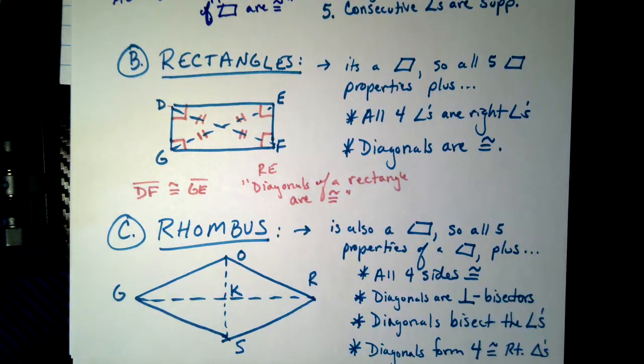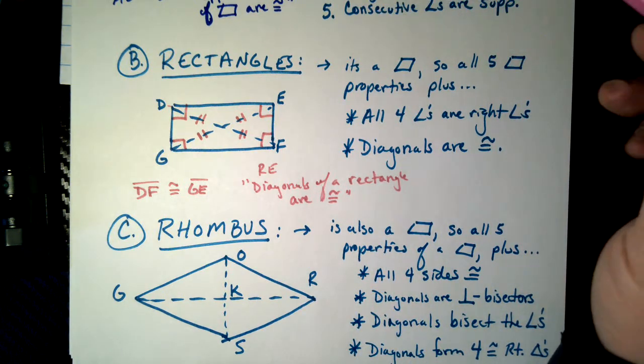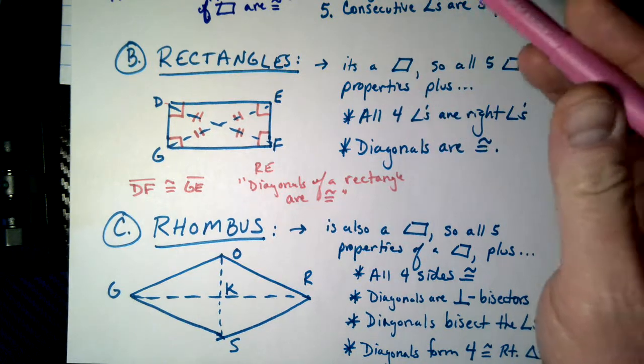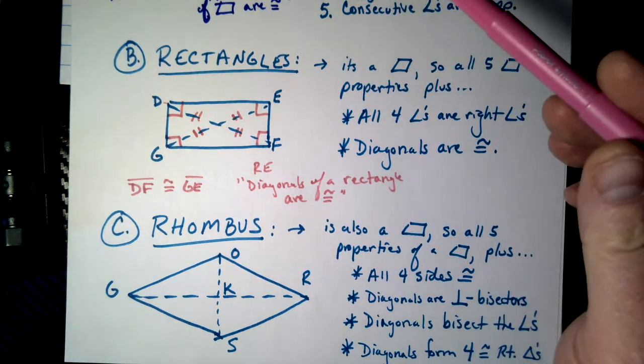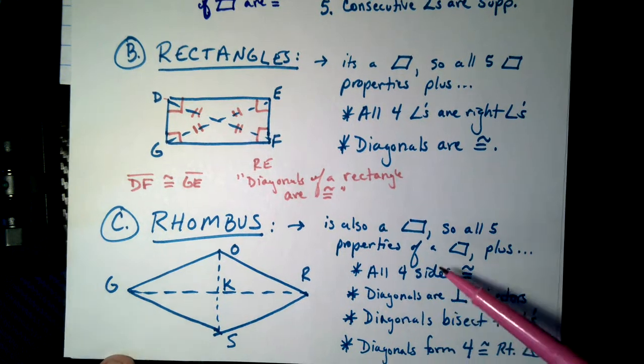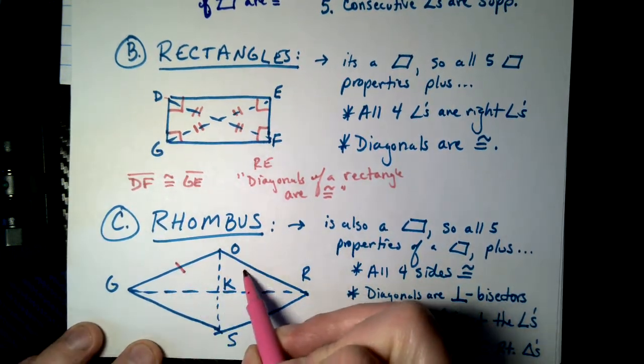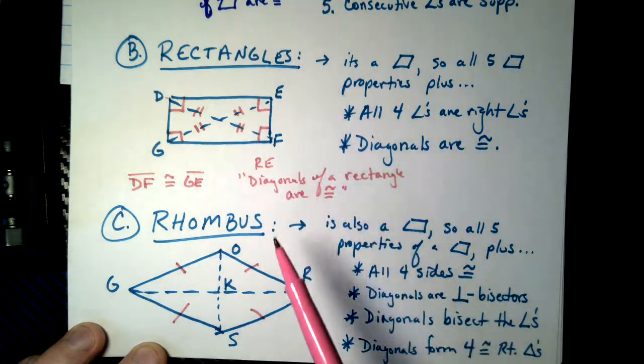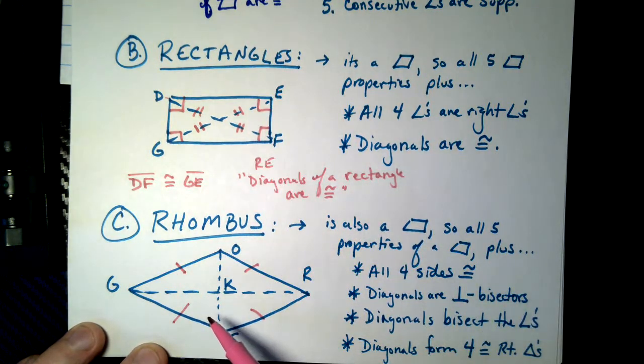Moving on. All right, now rhombus. Rhombus is the so-called diamond shape. So it has all 5 properties of a parallelogram, the one at the top, not necessarily a rectangle. All 5 properties of a parallelogram, plus all four sides are congruent. Not true in the other two. All four sides are congruent.